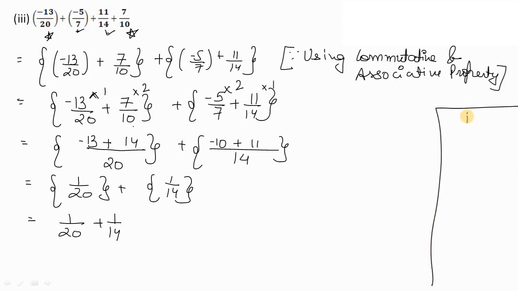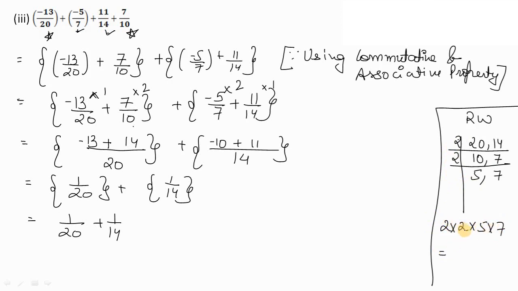LCM. For this, on the extreme right hand side we can do our rough work. So let's take the LCM of 20 and 14. It will go at 2, 2 10s and 2 7s. Now it will again go at 2, 2 5s, 2 7s. Now the LCM will be 2 into 2 into 5 into 7. So 2 twos are 4, 4 fives are 20, and 20 into 7 is 140. So the LCM is equal to 140.